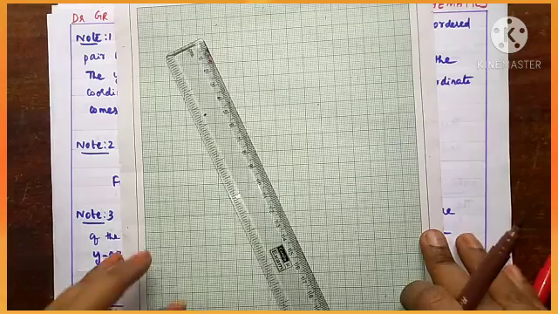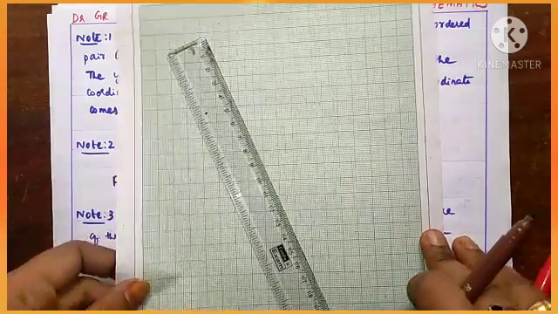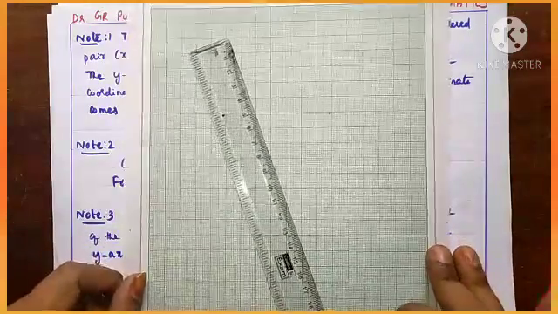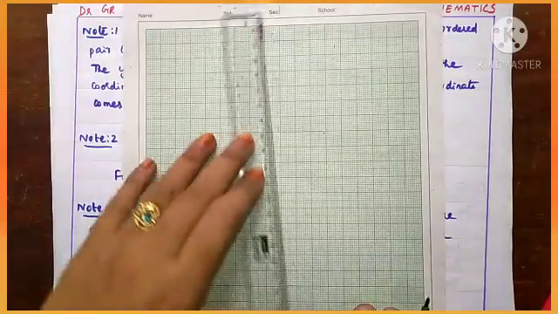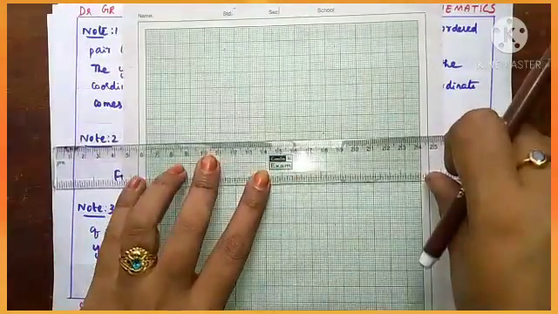Understood? Okay students, let us see the demonstration of how to draw the graph axes of the Cartesian plane on graph paper. So first we want to draw the x-axis.